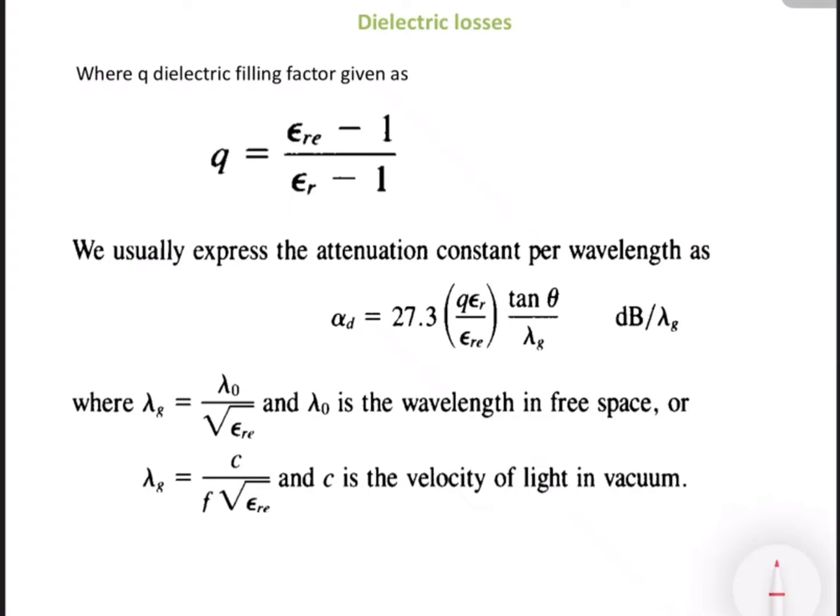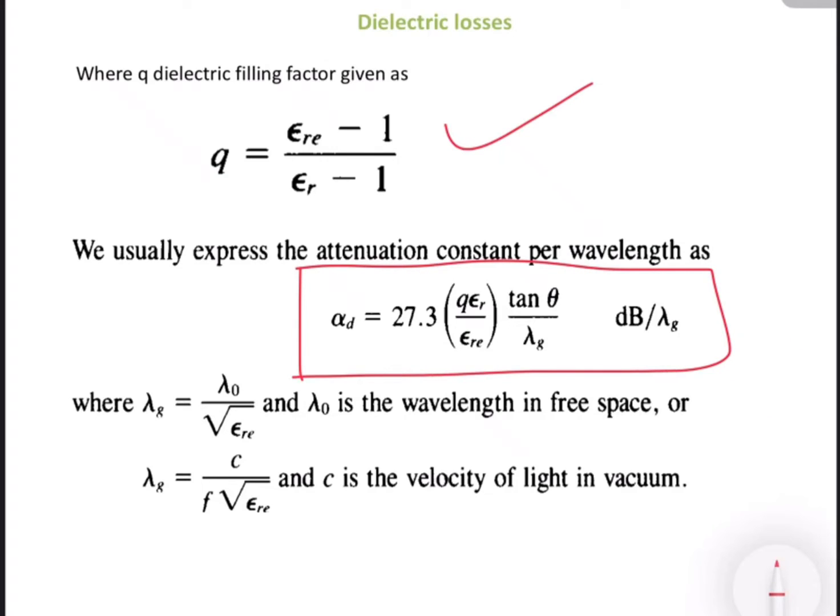And for the dielectric filling factor q, which is q is equal to epsilon re minus 1 divided by epsilon r minus 1, we can express the attenuation constant per wavelength as alpha d is equal to 27.3 into q epsilon r by epsilon re into tan theta by lambda g dB per lambda g. This is the decibel loss in accordance with the wavelength of the waveguide, or the wavelength of the conducting strip.